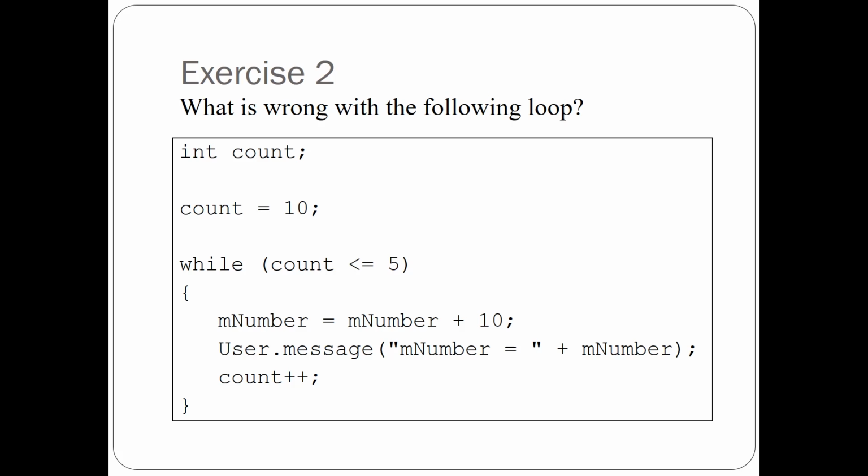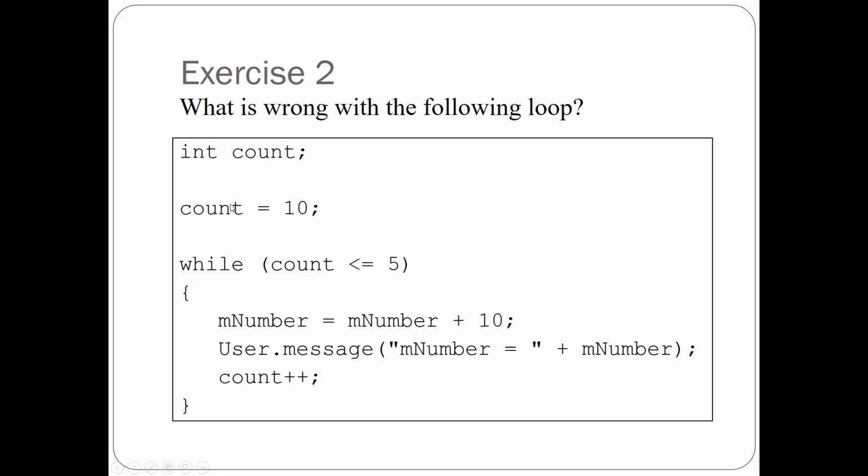Okay, in this particular example it seems to do everything right. We've moved that count away from outside of the loop and we've put it inside, so the value of count gets incremented. We add 10 on, we display it, we add count up, it goes round, but it's all to do with what's going on here.